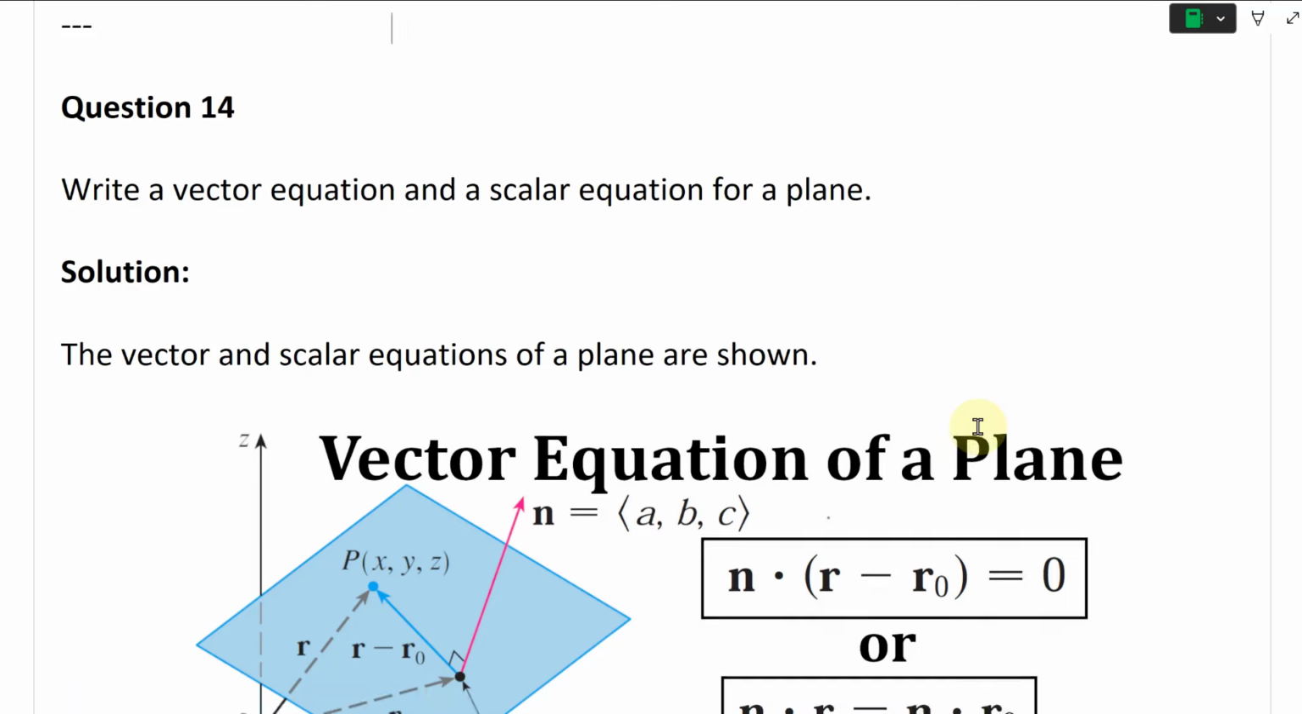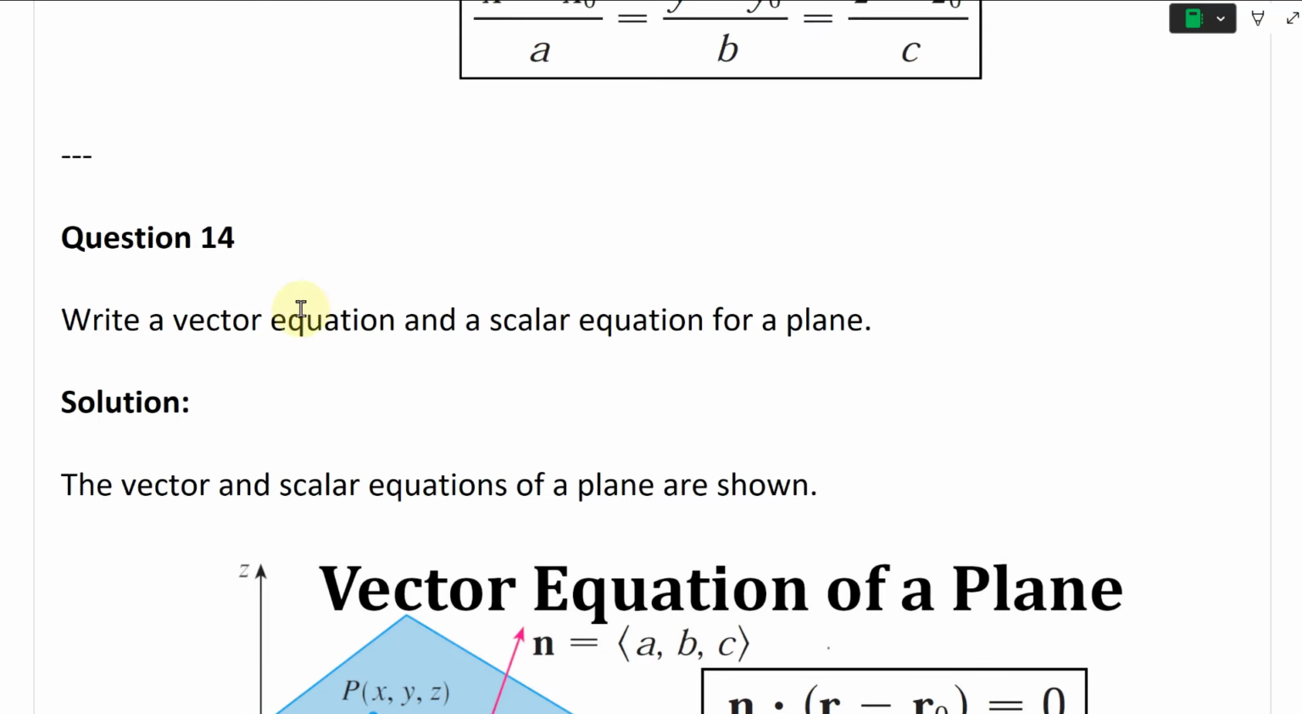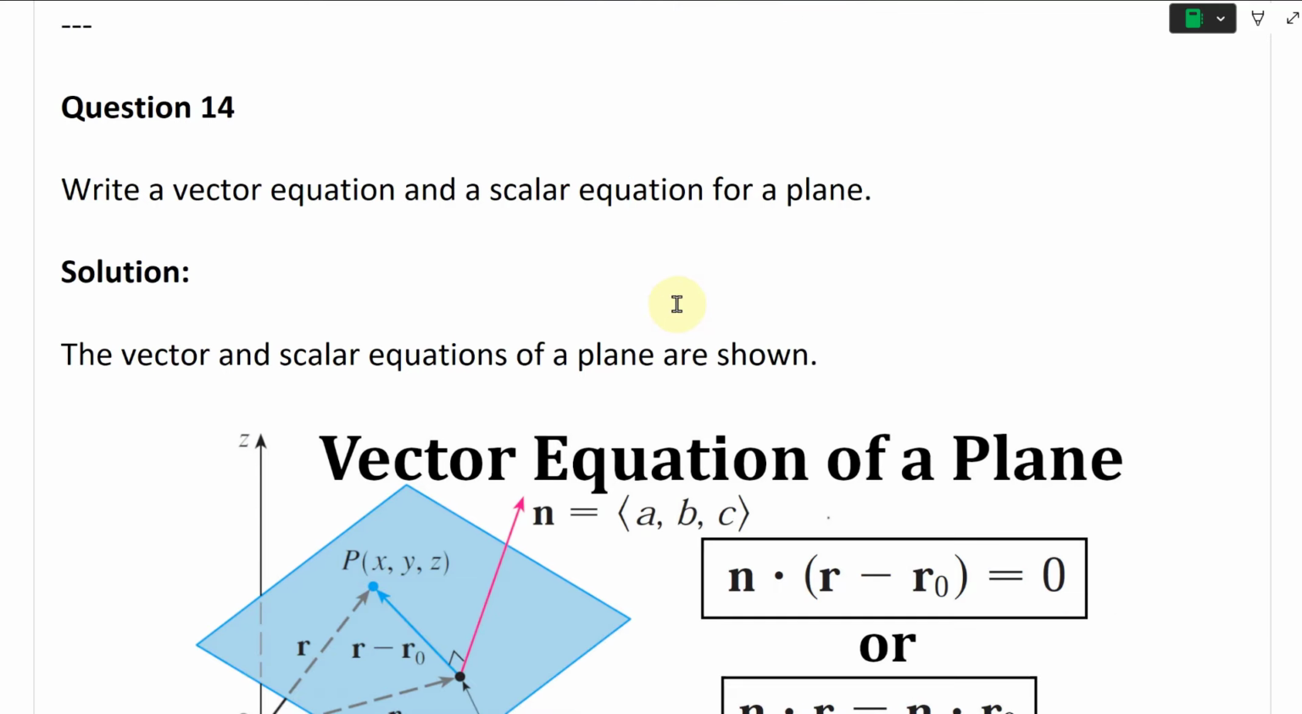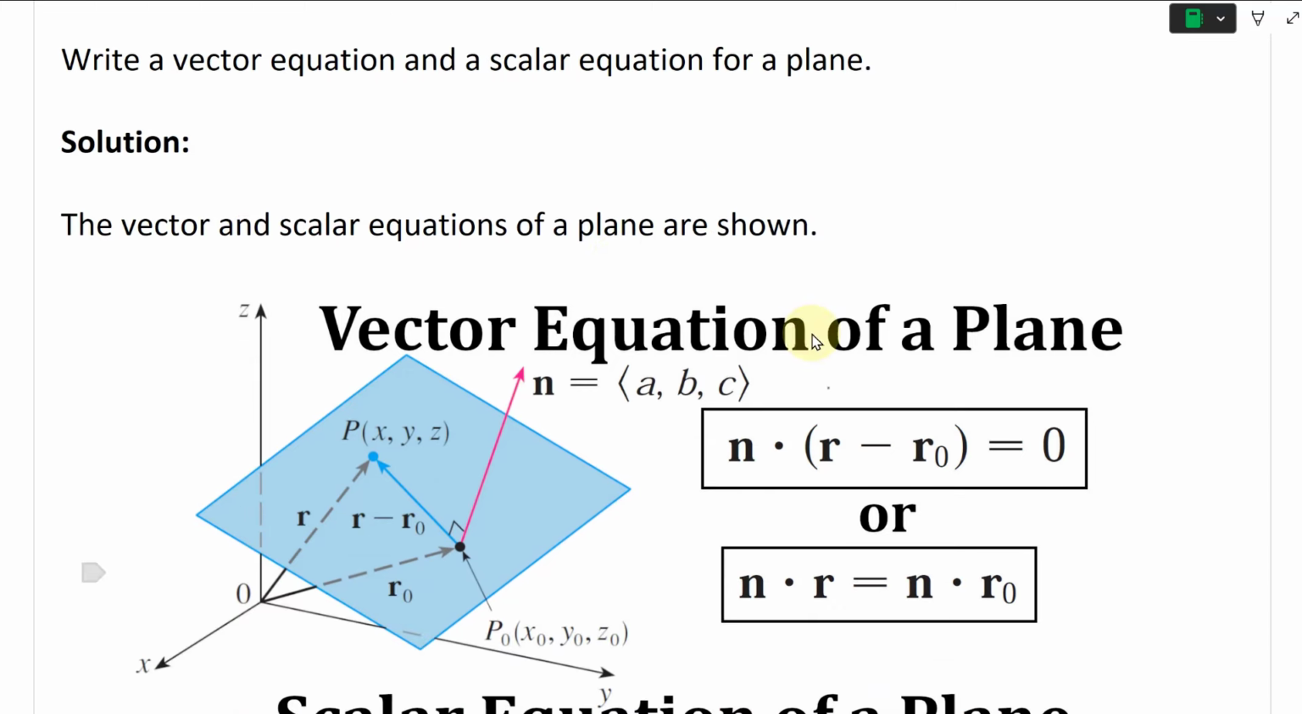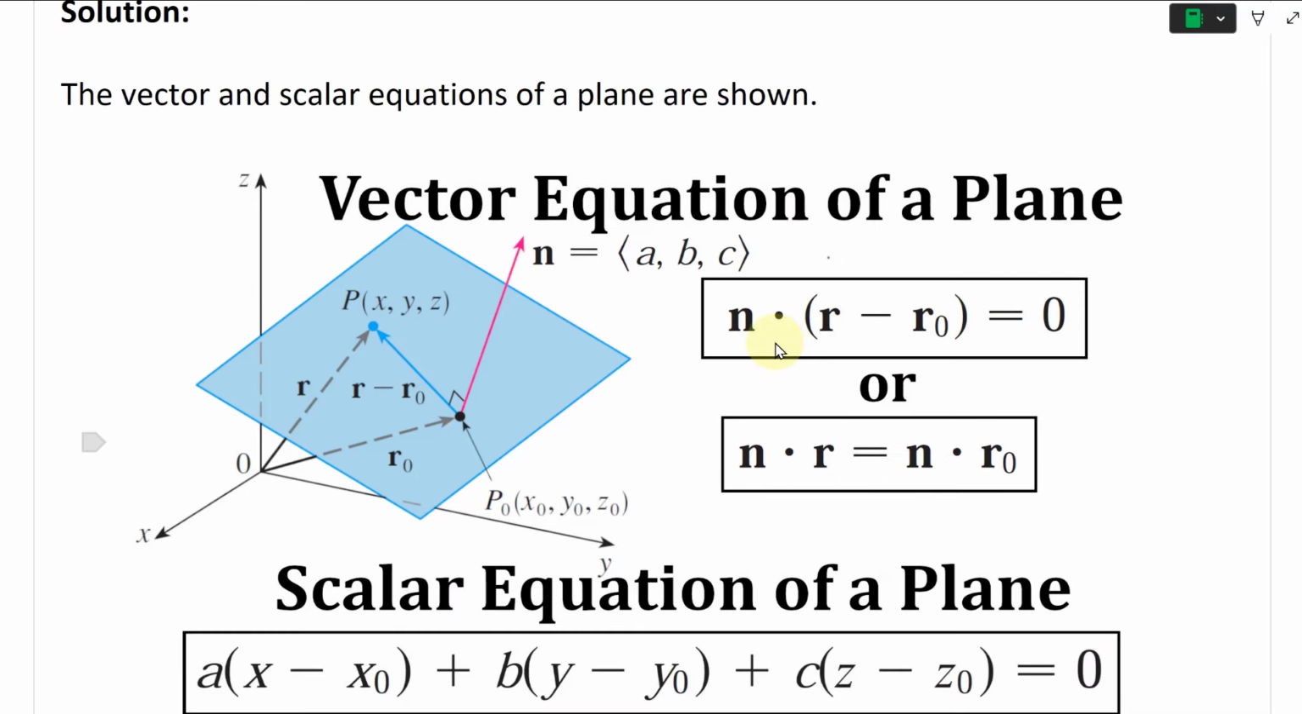All right, let's continue further. Question 14. This states, write a vector equation and a scalar equation for a plane. So not a line, a plane. All right, so let's look at the solution. So the vector and scalar equations of a plane are shown. So a vector equation of a plane, you can write it like this.